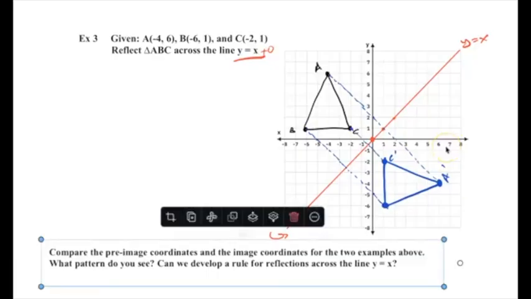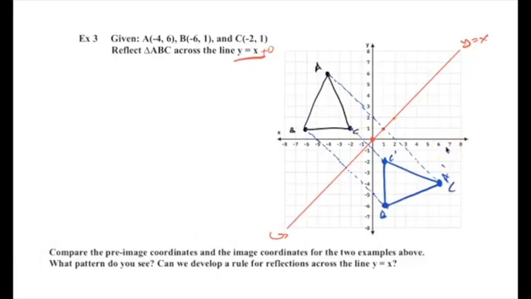Now, let's see if we can figure out anything about this one also. This point here is 6, -4. This one is 1, -2. And then this one is 1, -7. So let's put them next to each other. A' is now 6, -4. B' is 1, -6. And then C' is 1, -2.